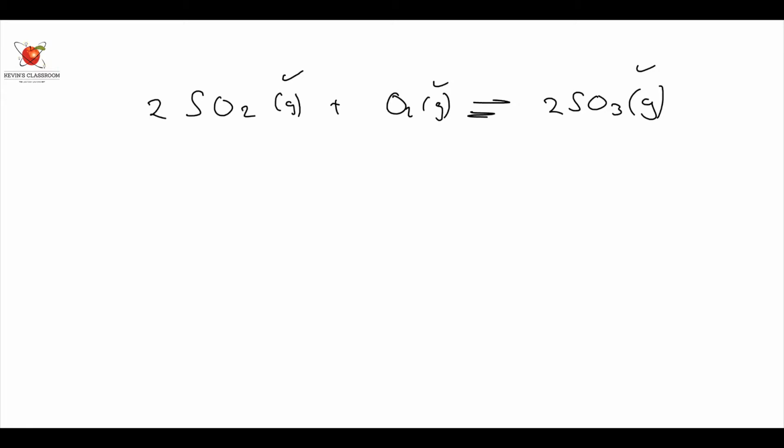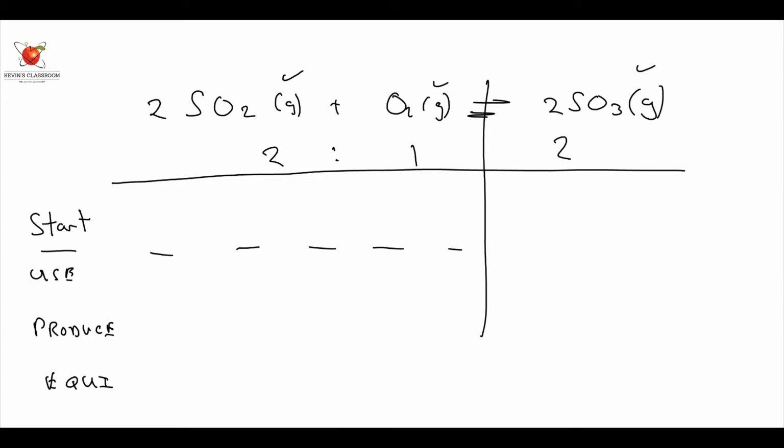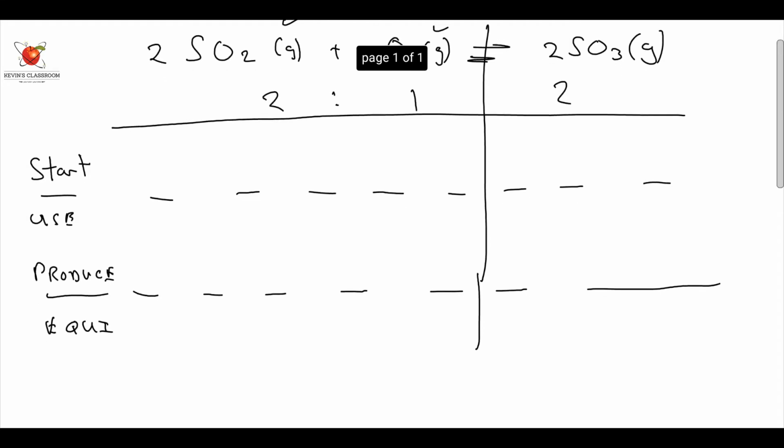In this case, next I do 2, 1, draw a line, and 2. That is my recipe or mole ratio. I write here: start, use, produce, and equi. This over here, guys, is the mole hole. It has been extended now in these versions.